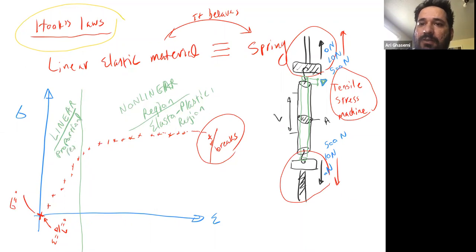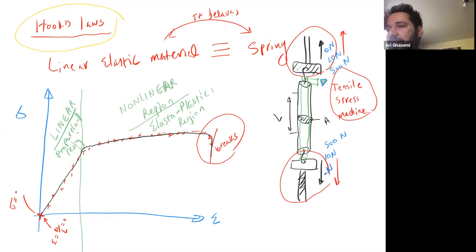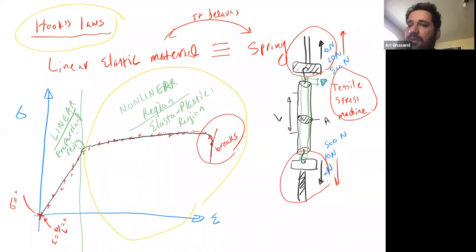And as you can see, if I connect these dots together, I have some sort of a line here, and then it kind of flattens, and then suddenly I break. I have something like that, right? So what I want to say is that we're not going to consider the nonlinear region in this course. You see, this relation is kind of ugly. The nonlinear relation is complicated. This is like a graduate course in plasticity. We're not going to consider this relation in this course, okay?